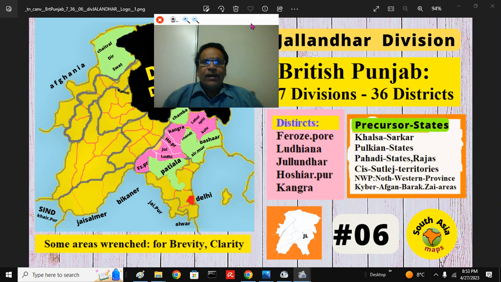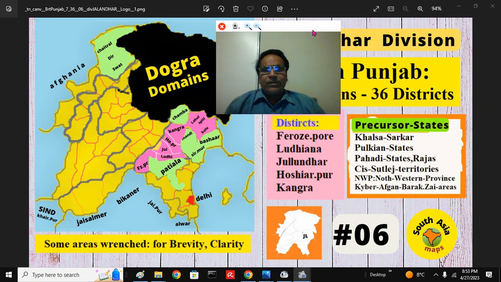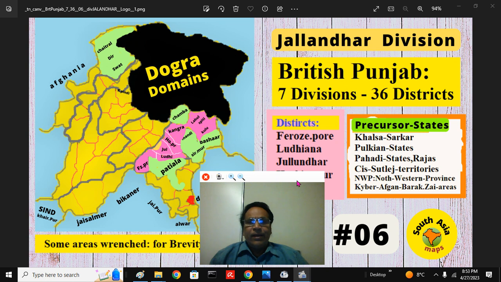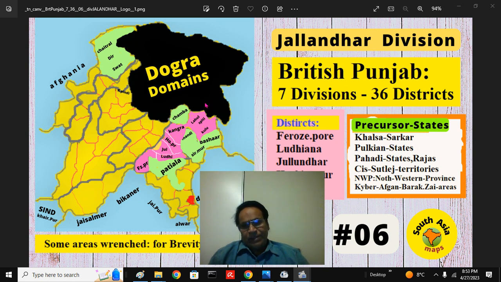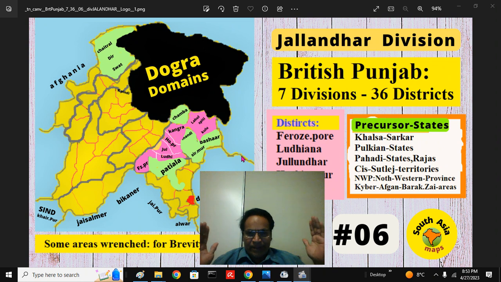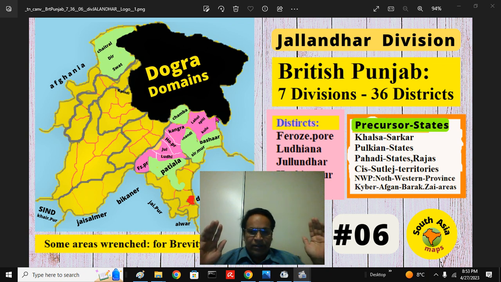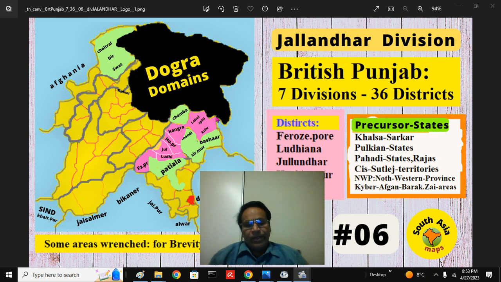And this is the British Punjab, the 7 divisions, 6 divisions actually, we made it 7 for clarity. These are the precursor states. Precursor state means British Punjab was assembled round about 1849 by Dalhousie after annexing Maharaja Dalip Singh's territories by the Treaty of Lahore II. And these are the various lands, the precursors, that eventually contributed to the formation of the British Punjab province. The British had presidencies, provinces, residencies, agencies, and I talked about it somewhere else, you can look at it.